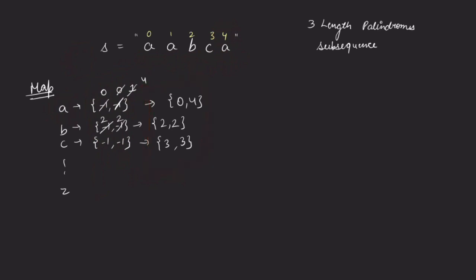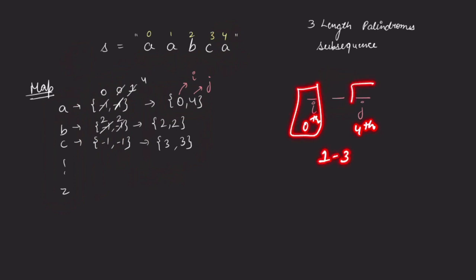Now what we can do is that for each of these characters from A to Z, we take this pair, where the first value denotes the index i and the second denotes the index j. Now I need to identify how many unique characters I have between this range. The 0th index is here and the 4th index is here, so I will check from 1 to 3, that is i plus 1 to j minus 1, because the 0th and 4th indices we have kept here.